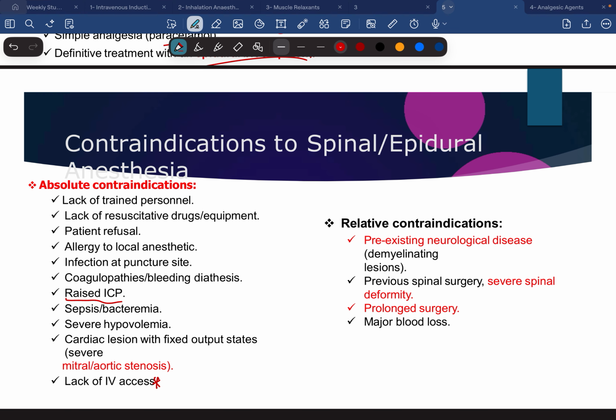These are relative contraindications: long surgery, since we talked about the duration of the spinal, and pre-existing neurological disease, because you never know if the injury is from the spinal or from the original disease. So most anesthetists prefer to skip anyone who has a neurological disease.